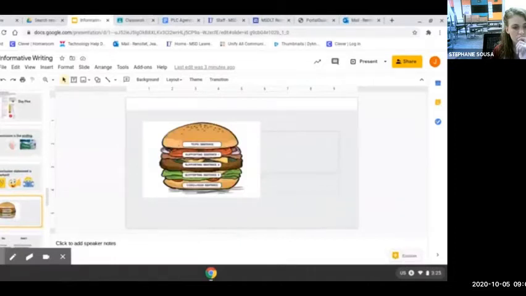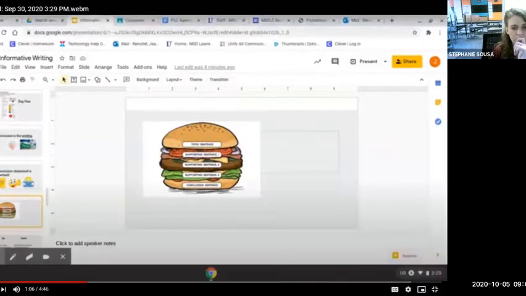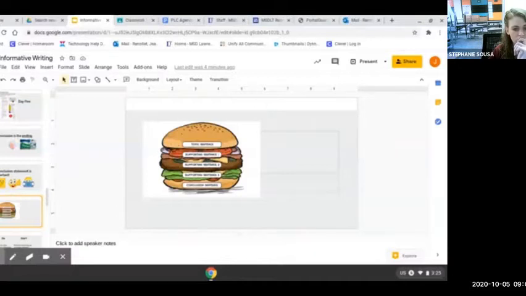We can think of an informative paragraph like this hamburger. The topic sentence is the top bun. It introduces the topic. Then we have the body of the paragraph. In the body, we have our details and facts. It's the really interesting stuff. Then we have the conclusion sentence. The conclusion sentence restates what the topic sentence already said in an interesting way.